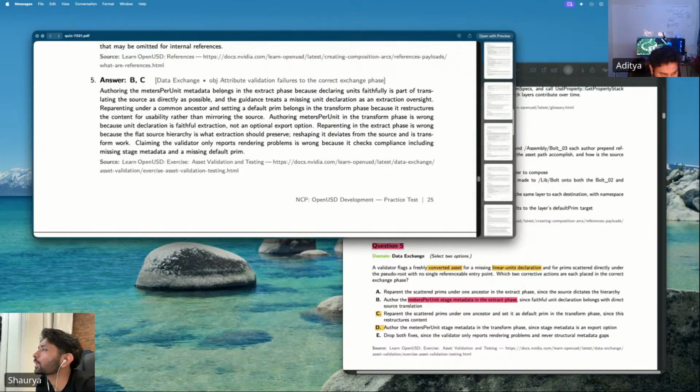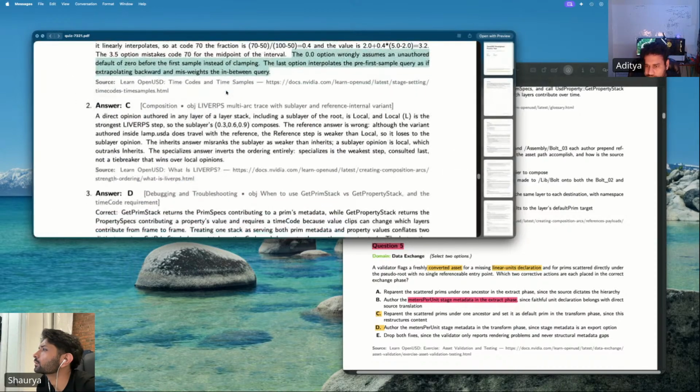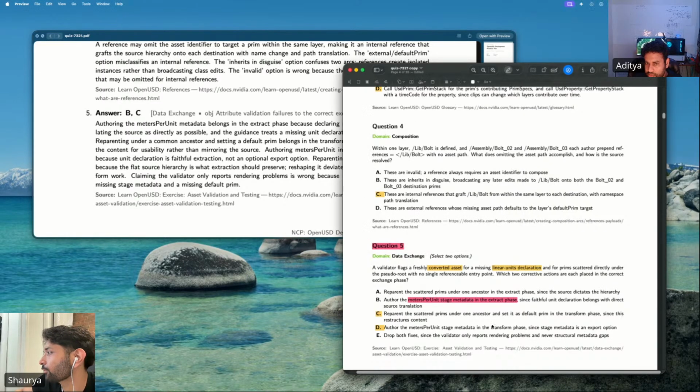Authoring the meter unit metadata belongs in the extract phase, because declaring units faithfully is a part of translating the source. I see. Like we can reparent it, but the place where we are reparenting is the wrong place. We selected the correct option over here, author the meters per unit stage metadata, but the phase is wrong. Okay, D is the wrong one.